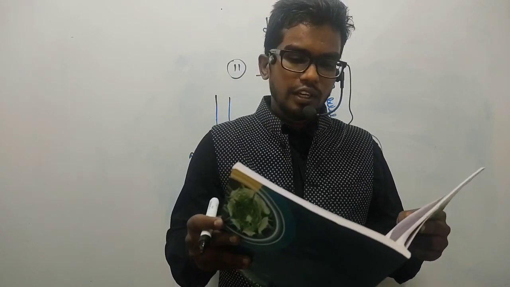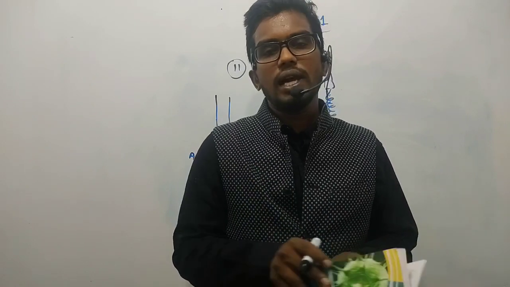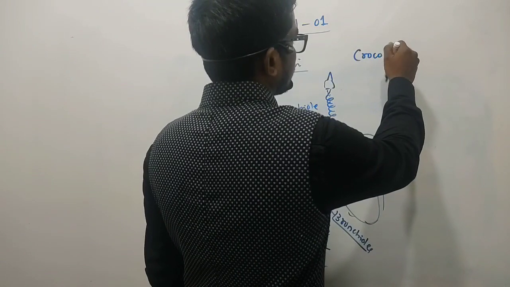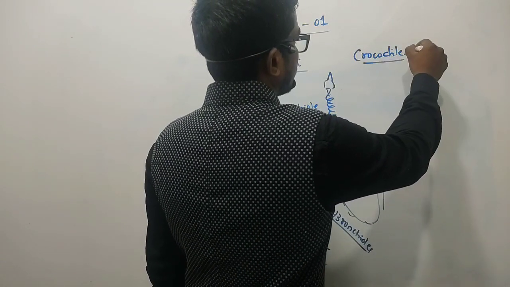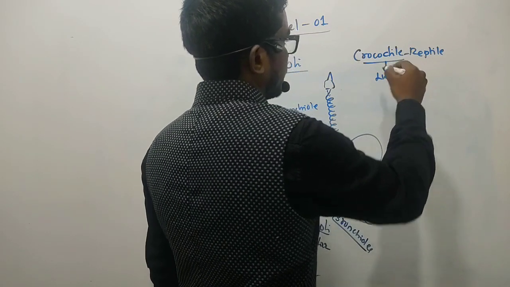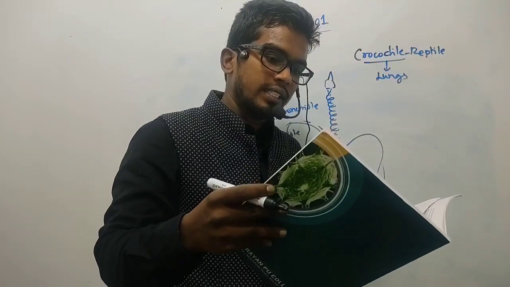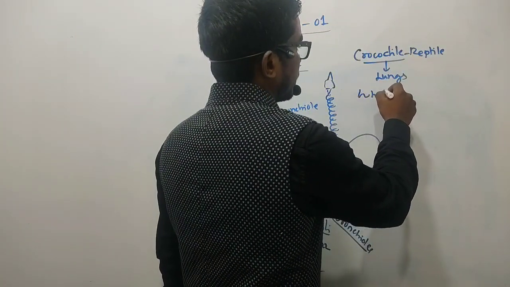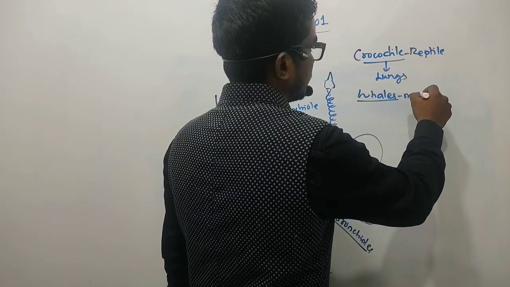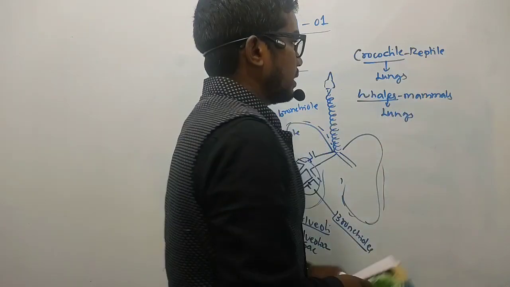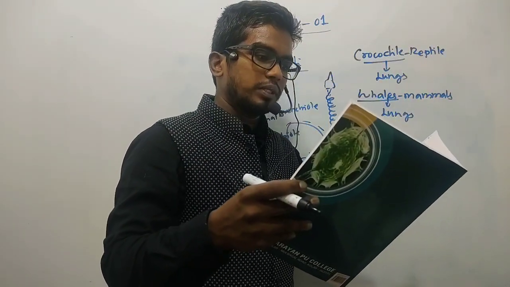Alright, students. First one, we have crocodile. We know that a crocodile is a reptile, and this respires through lungs. And then the second option we have here is whale. Whales are mammals, and obviously they respire through lungs as well. Then let us move on to the third option. We have the third option as frog, which is an amphibian.